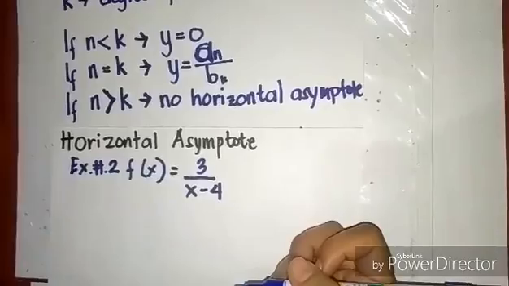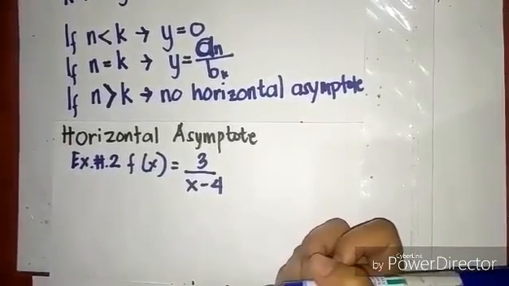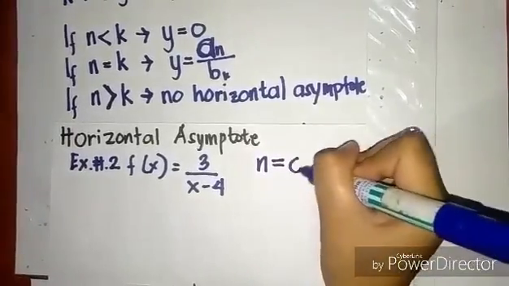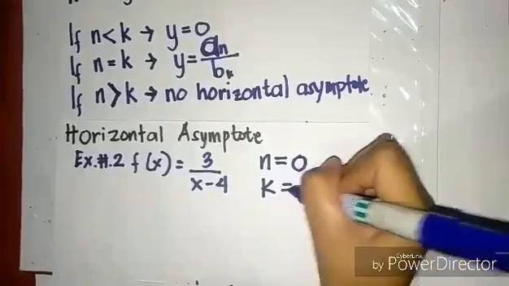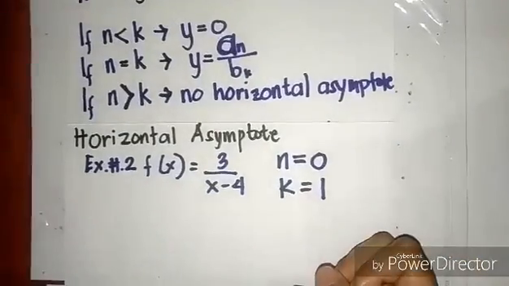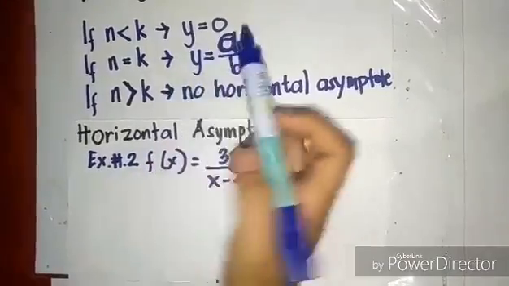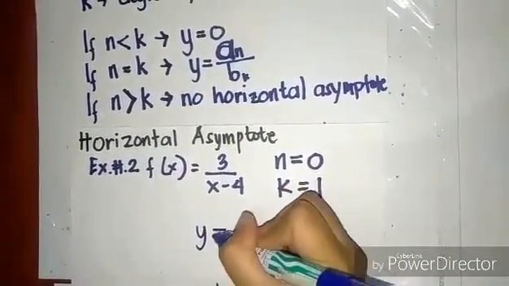Find the horizontal asymptote. We will find the degree of each. The degree of the numerator here is 0, and the denominator here is 1. n is less than k. So this is the condition that we will use. So the horizontal asymptote here is y equals 0.